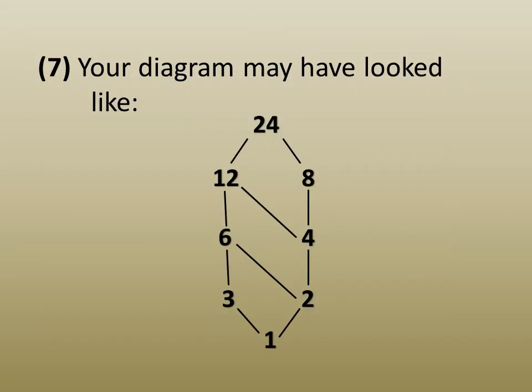Question 7. Your diagram may have looked like this. If you start from any number and head downwards, you will always find the divisors of that number. You may have noticed that this is an example of a Hasse diagram.